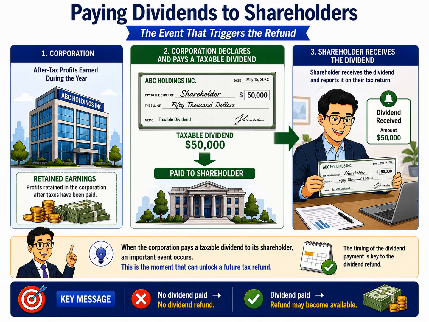You can think of the dividend payment as the key that unlocks the refundable tax account. Without paying a dividend, the refundable tax remains inside the RDTOH account. Once a taxable dividend is paid, the refund mechanism is activated, allowing the corporation to recover part of the refundable tax it previously paid. A simple way to remember this concept is, no dividend paid means no dividend refund. Dividend paid means a refund may become available.